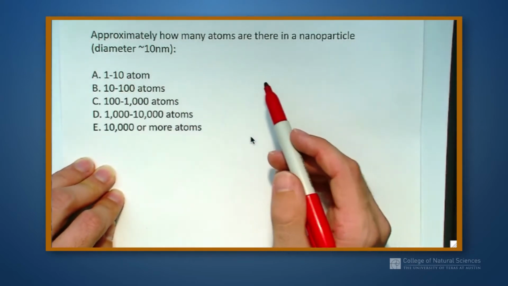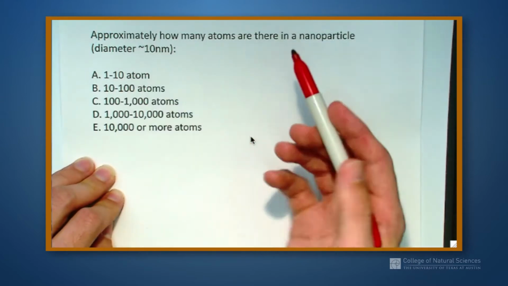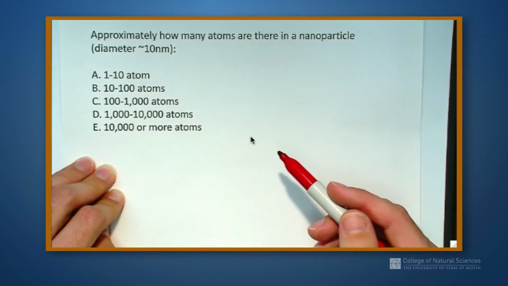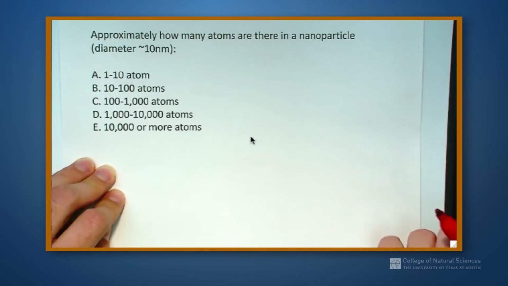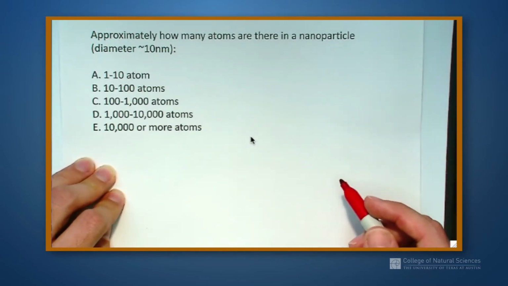It's not completely defined because it just says approximate. It doesn't tell you how big the atoms are. It doesn't tell you what shape the nanoparticle's in. But we're going to approximate. So we're going to make some simple approximations.